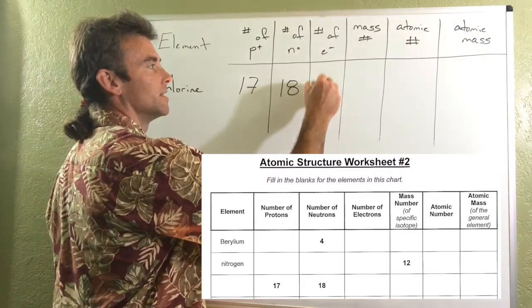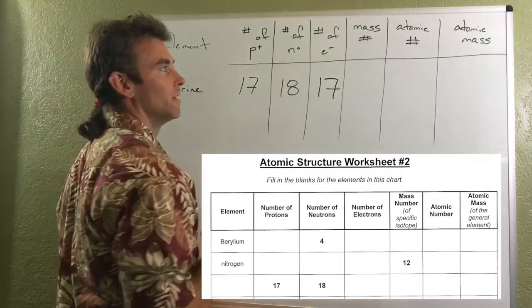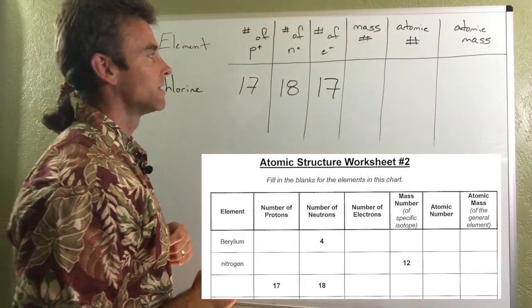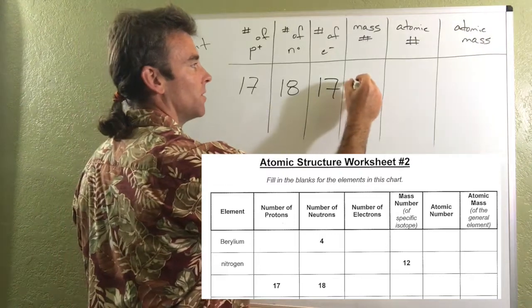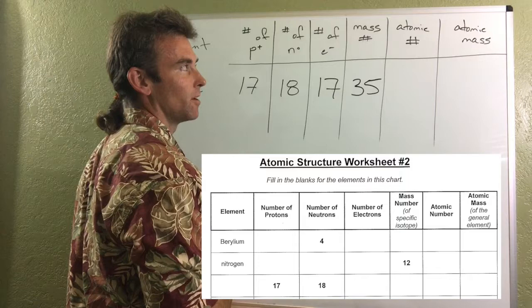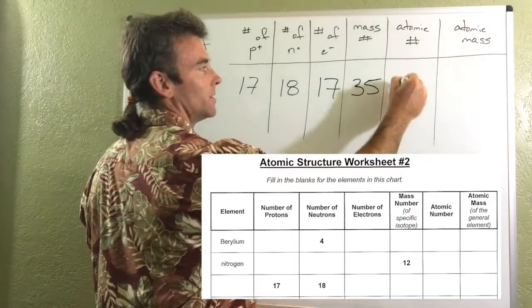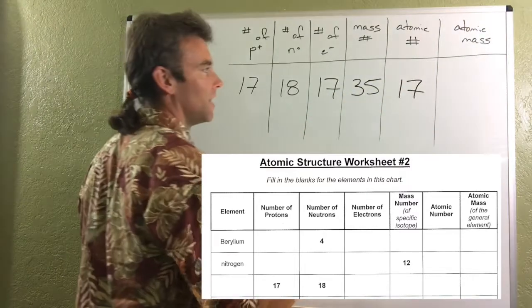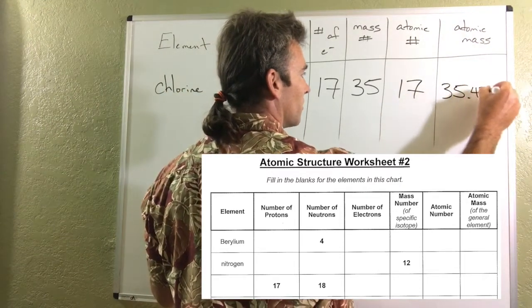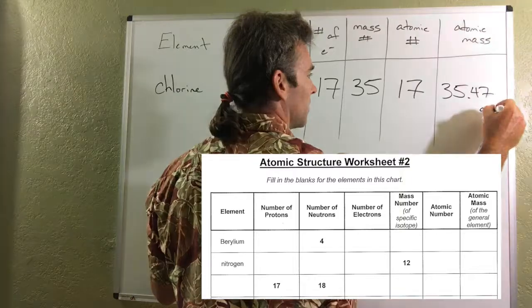The number of electrons is going to match the number of protons. Your mass number, if you added both of these neutrons and protons up, would be 35. Your atomic number is the same as your protons. And then the atomic mass, I think, ends up being like 35.47 and so on AMU.